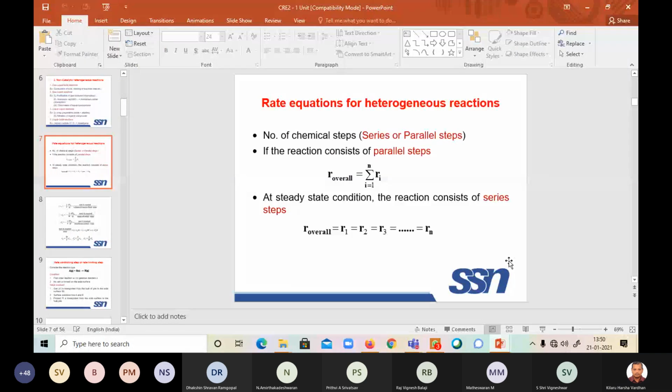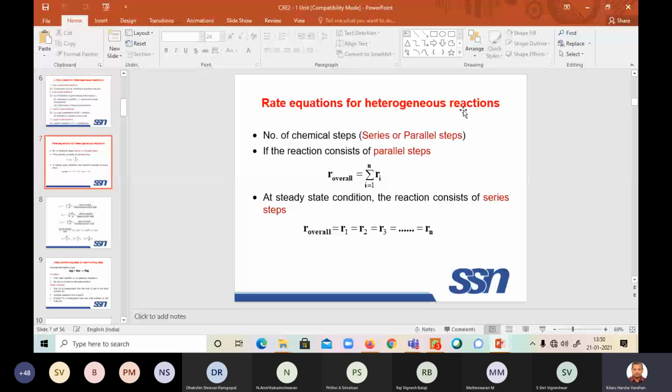Now, what is the difference between homogeneous and heterogeneous, right? I gave some examples. This is the rate. Number of chemical steps, series or parallel. If you consider it a parallel step, then the overall rate is nothing but the sum of the different rates, right? If there is a series reaction and a steady state condition, then overall R1 is equal to R2 is equal to Rn, because this is a series of number of steps.